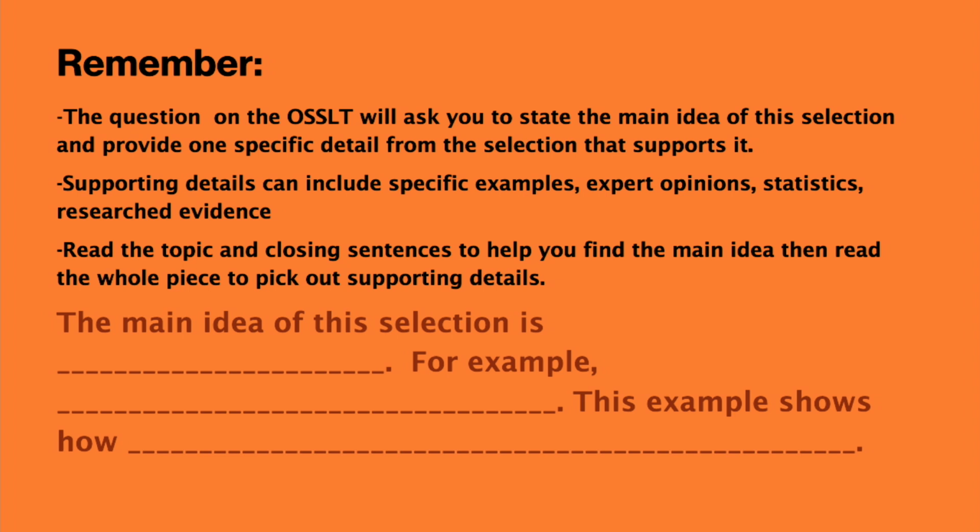Okay, so remember, the question on the OSSLT will ask you to state the main idea of the selection and provide a specific detail from the selection that supports the main idea. Remember that the supporting details can include specific examples, expert opinions, statistics, researched evidence. Remember to read the topic and closing sentences to help you find the main idea, then read the whole piece to pick out your supporting details. And I've just stated again how you can structure that answer when you are asked that on the OSSLT.